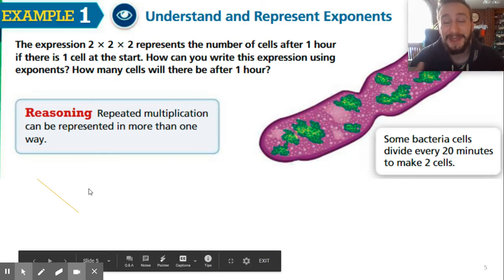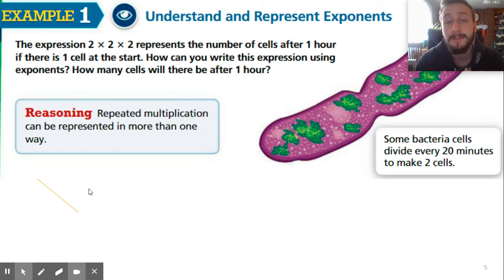So that's the corny video, but hopefully what you got from it is that all we're doing here is looking at numbers that are multiplied by itself many different times, because that is what an exponent is. So let's look at this first example. It says the expression 2 times 2 times 2 represents the number of cells after 1 hour if there is 1 cell at the start.